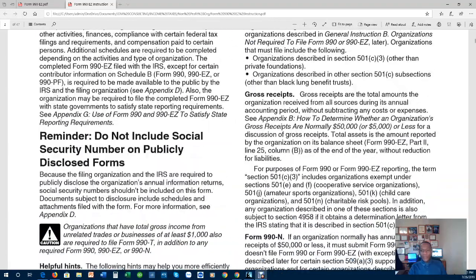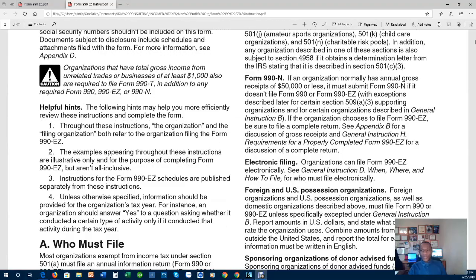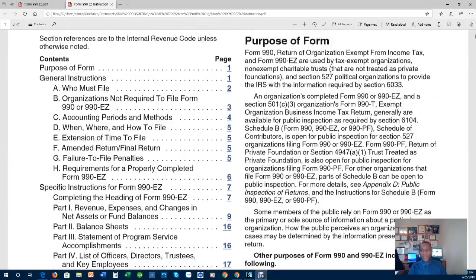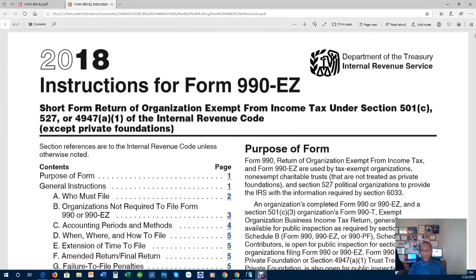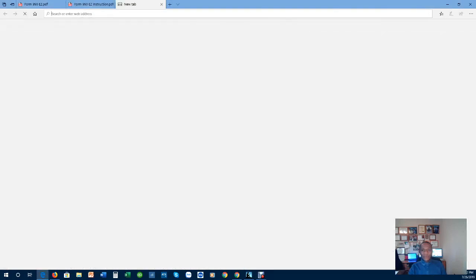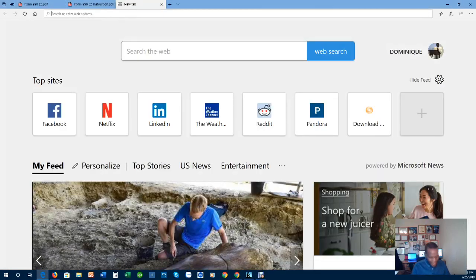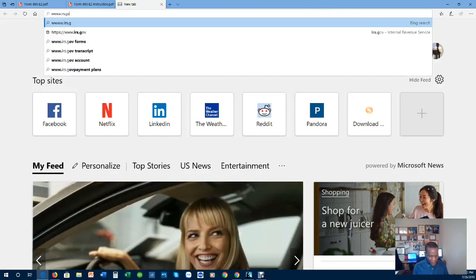Without any further ado, if you need more information as far as the instruction on how to file Form 990 Easy, you can find it on the IRS website. You would go to irs.gov, and in the search button you type instruction for Form 990 Easy. So let's do that and see what we will have. So you would go to www.irs.gov.